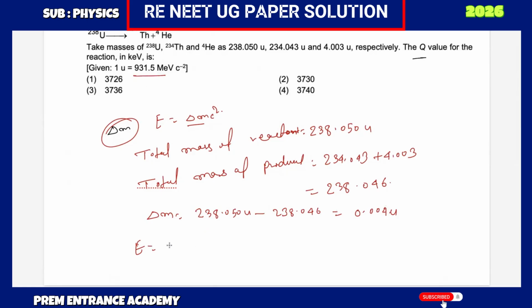So you have to just multiply 0.004 into 931.5 mega electron volt. After calculating this, you will see this is in mega electron volt, but you have to find it in kilo electron volt.